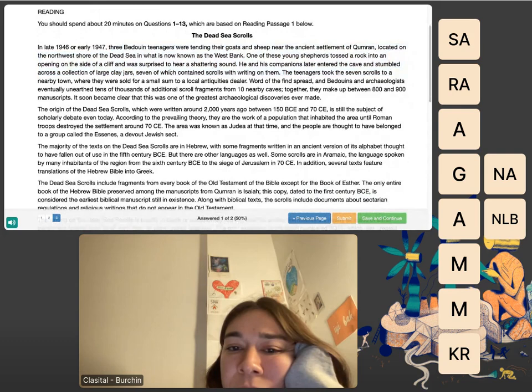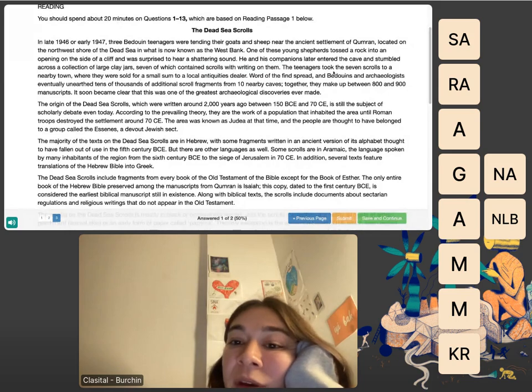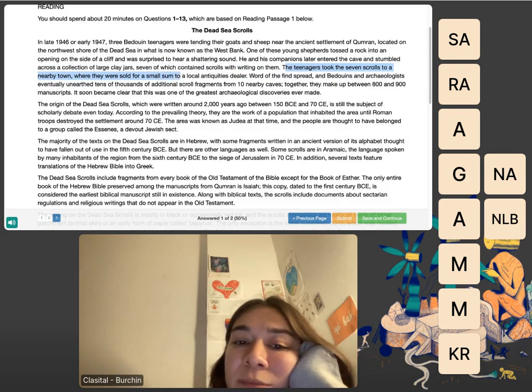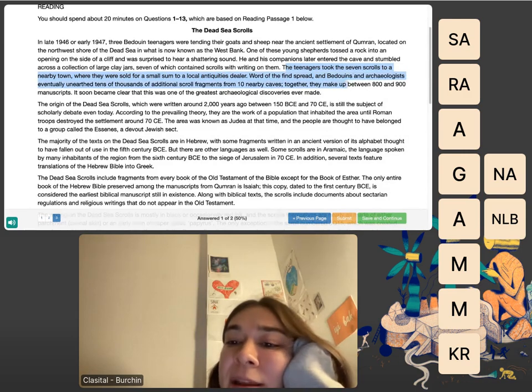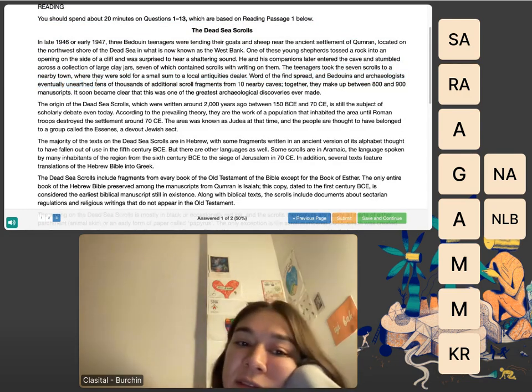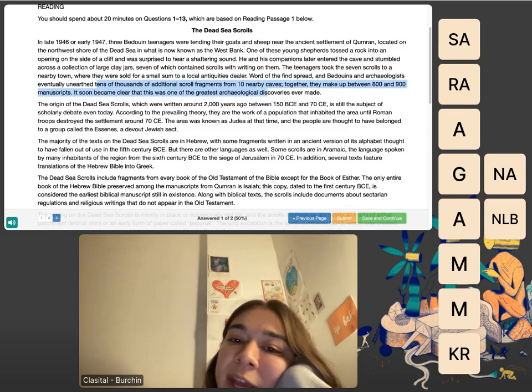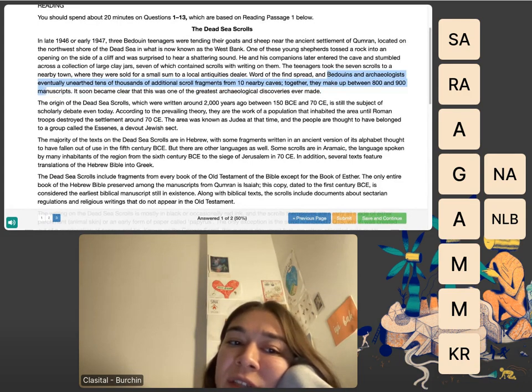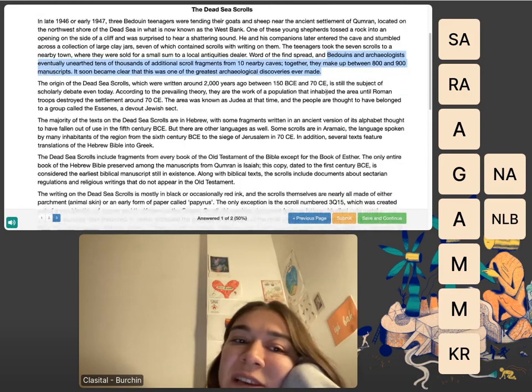Scrolls. The teenagers took seven scrolls to a nearby town where they were sold for a small sum to a local antiques dealer. Word of the find spread, and the Bedouins and the archaeologists eventually unearthed, I like that word, tens of thousands of additional scroll fragments from 10 nearby caves. Together they make up manuscripts. It soon became clear that this was one of the greatest archaeological discoveries ever made.